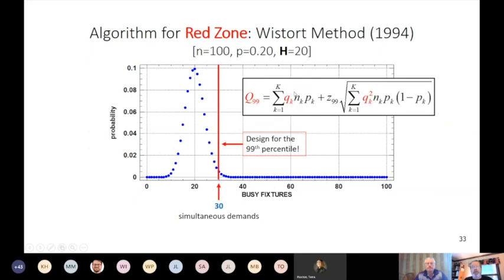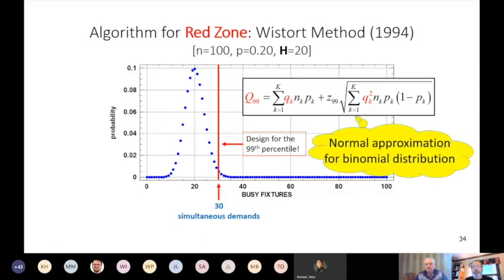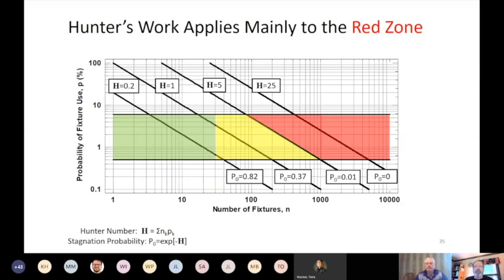So you'll see here, in this case, the 99th percentile is given by this expected value, and then we've got the variability here. And if we grind through this, at the 99th percentile, we get about 30 fixtures. So nice agreement with what Hunter came up with. And again, this is our normal approximation for the binomial distribution.